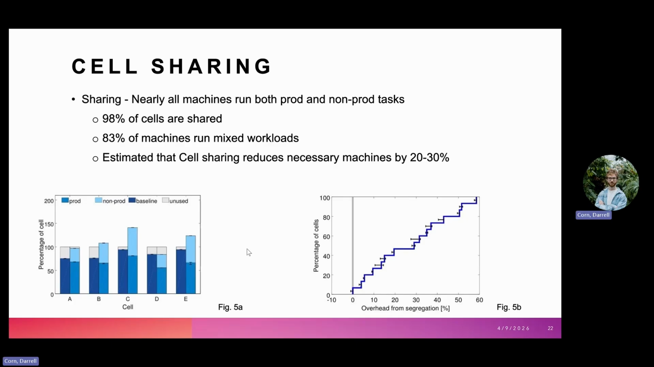The x-axis shows how many more machines would be needed if prod and non-prod jobs ran in different cells. So about 10% of machines would incur just about 8% more overhead, while another 10% on the other end of the spectrum would incur as much as 50 to 60% more overhead, but most would incur about 10 to 50% more overhead. And we can see here that no cells became more efficient if we were to disregard cell sharing.